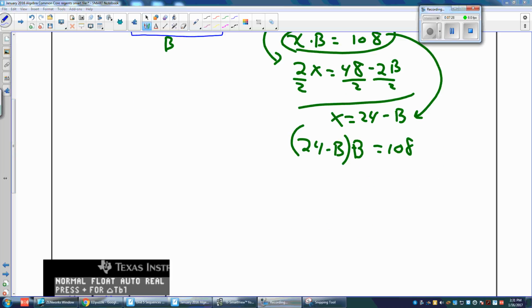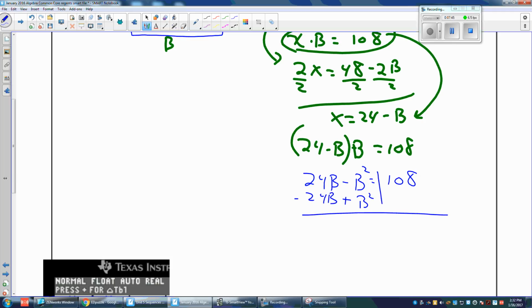I'm going to distribute: 24b minus b squared is 108. Since the b squared is negative, I'm going to add the b squared to both sides, and I'm going to subtract the 24b from both sides. And I'm going to write the b squared first, then the minus 24b, and then the plus 108. That just makes it go into standard form.